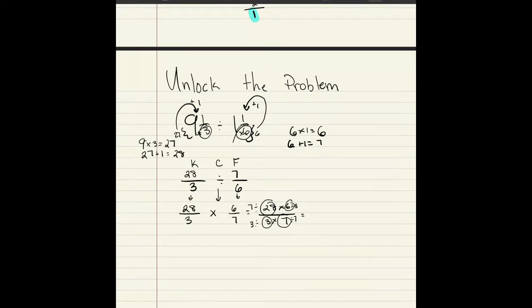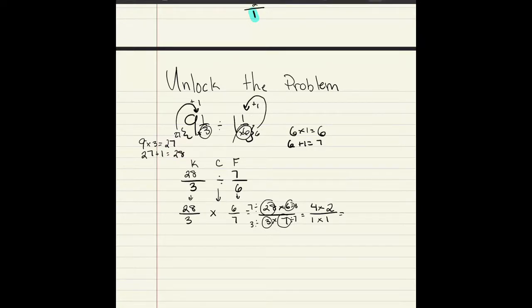So 28 divided by 7 is 4. And I still have my multiplication because I'm still multiplying. 6 divided by 3 is 2. So now we have 3 divided by 3 is 1. 7 divided by 7, I'll bring my multiplication symbol first, and then 7 divided by 7 is 1.